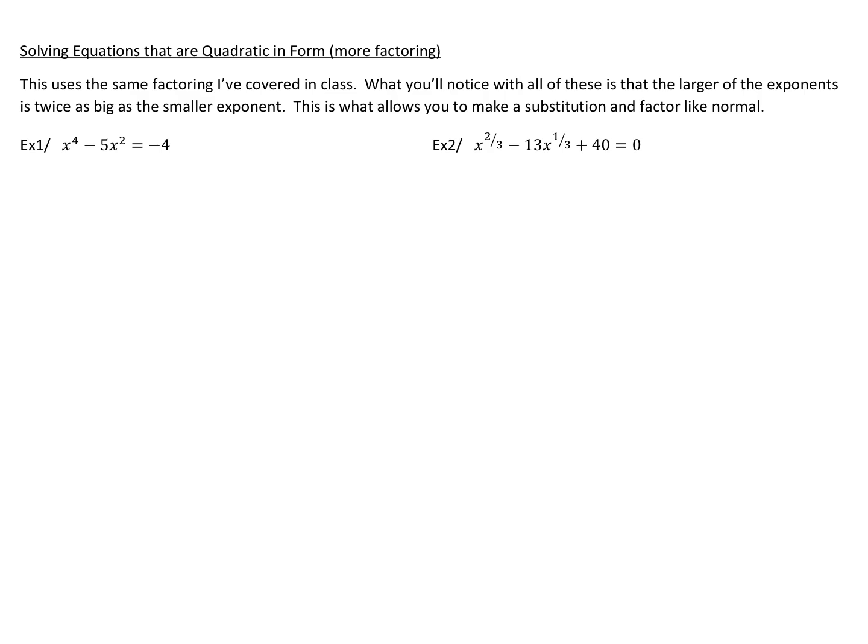Well, once you get 0 on one side of the equation, like this, what you can do is look at the exponents on the variable. So when you look at the exponents, the bigger exponent is 4 and the smaller exponent is 2. The bigger exponent is twice as big as the smaller exponent. And that's how you know you can solve this using factoring. So how does that work?